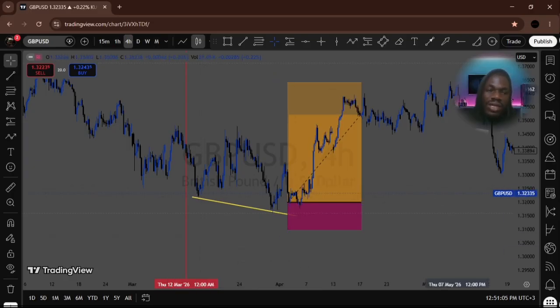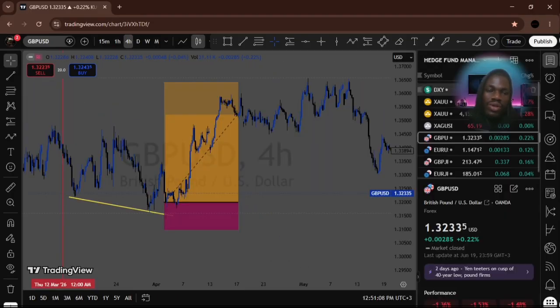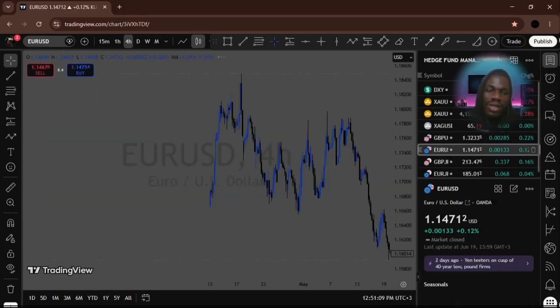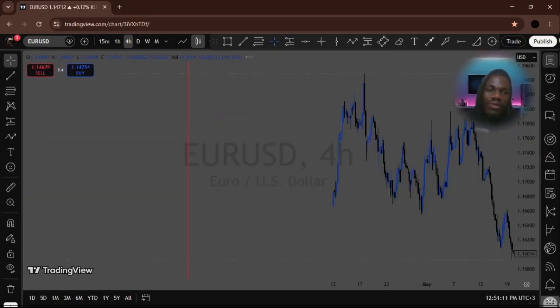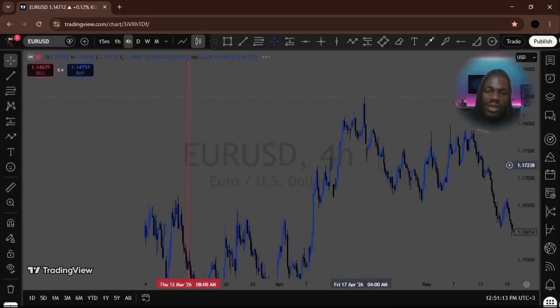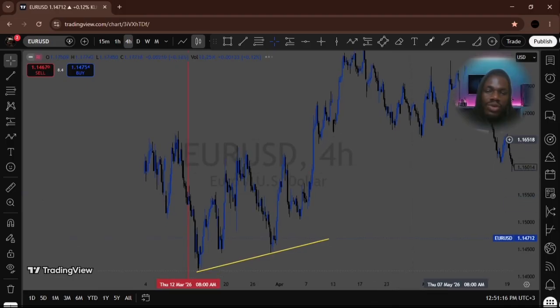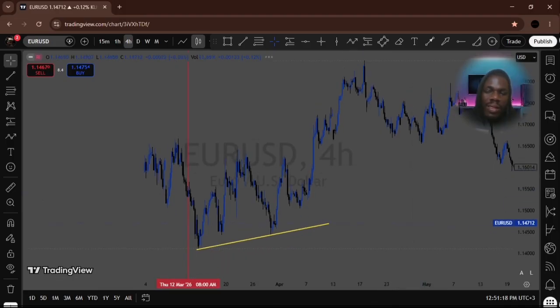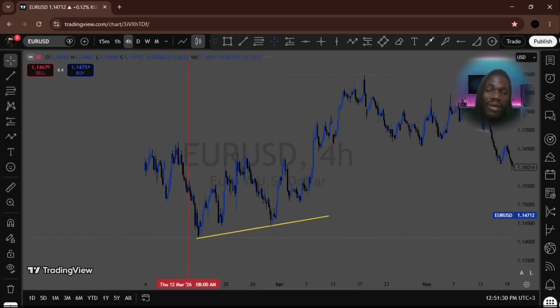So if we check around also euro USD, we could see that prices again were doing the opposite. So it was making lower lows. So you can see it is occurring at the opposite side. So this is 12th March at 8 a.m.